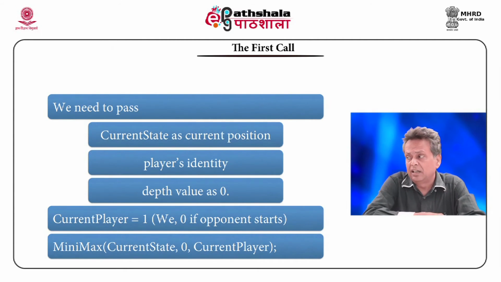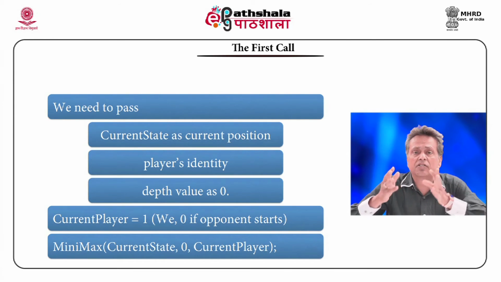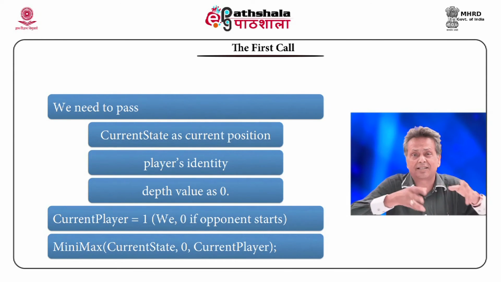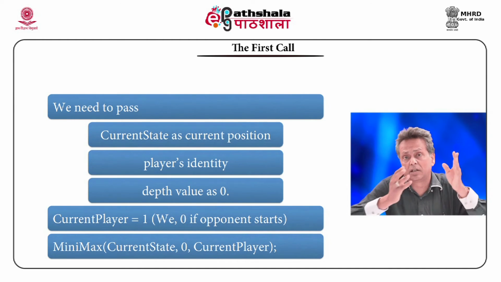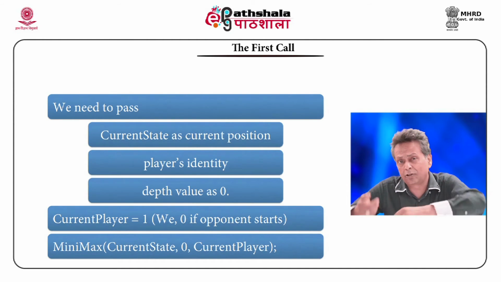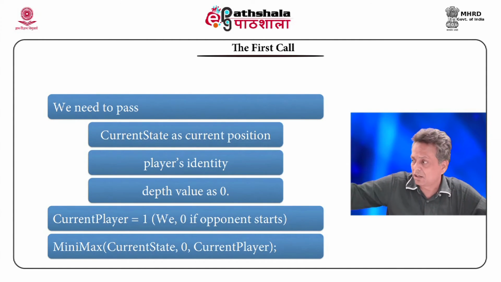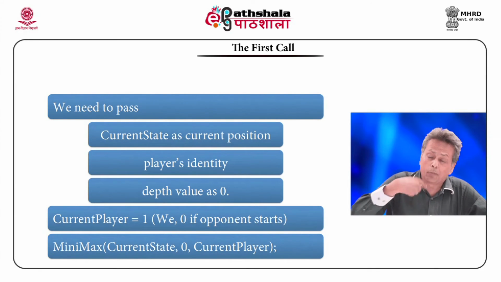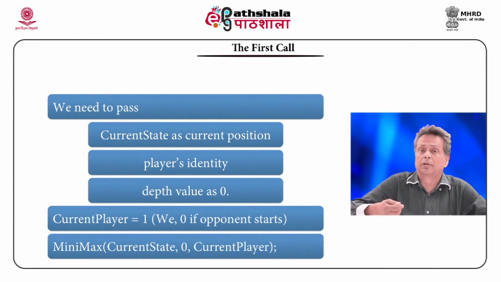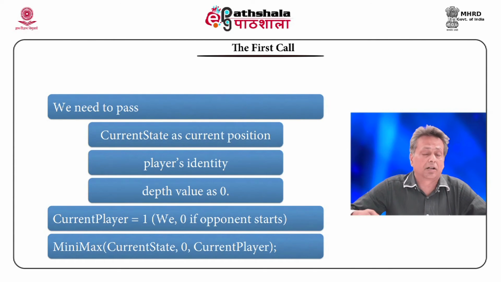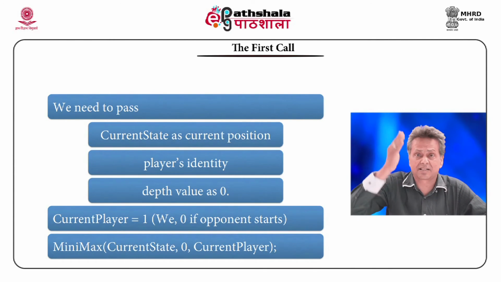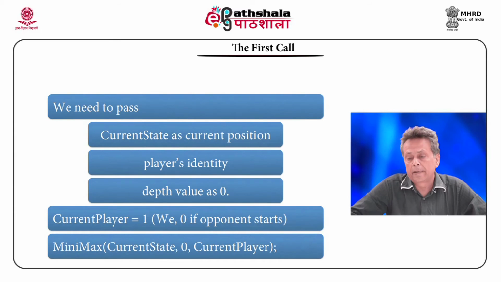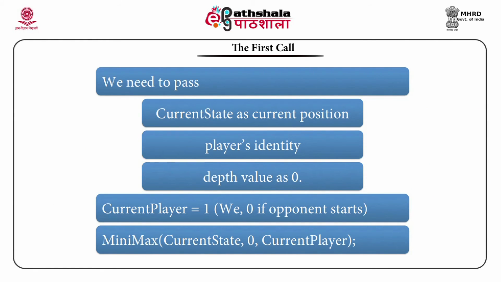In the beginning, we will start with start state, 0, 0. Why? Because start state is the first state, 0 is the depth, and 0 is the player who is playing. So in the beginning it will be this, later on it will be the other one. And if the opponent starts playing in chess, it is possible that we may not start, the opponent may start. In that case, it is minimax start state 0 and 1.